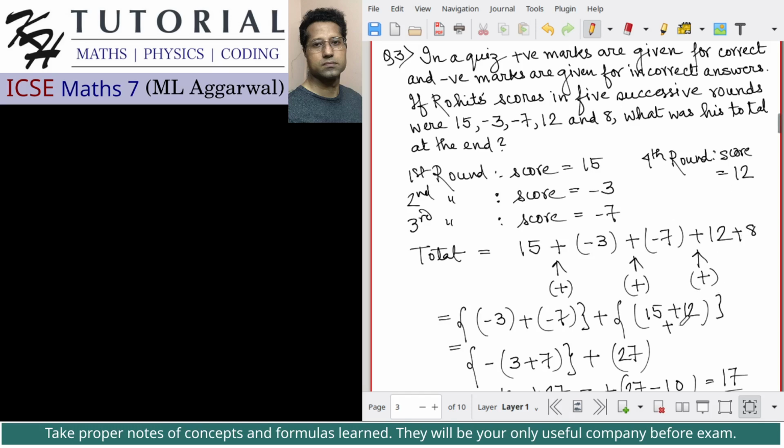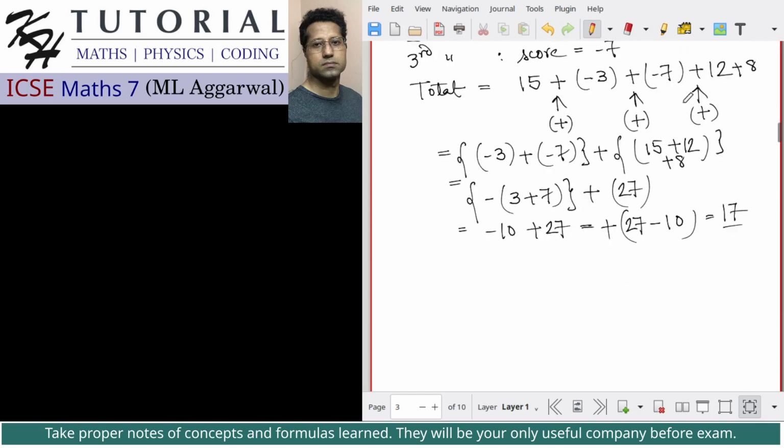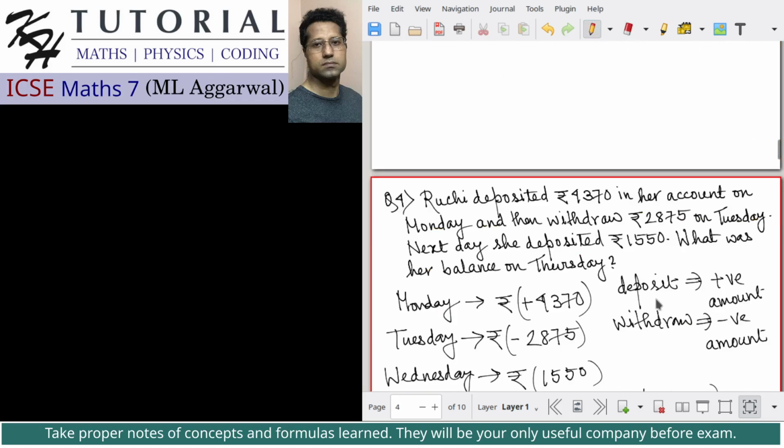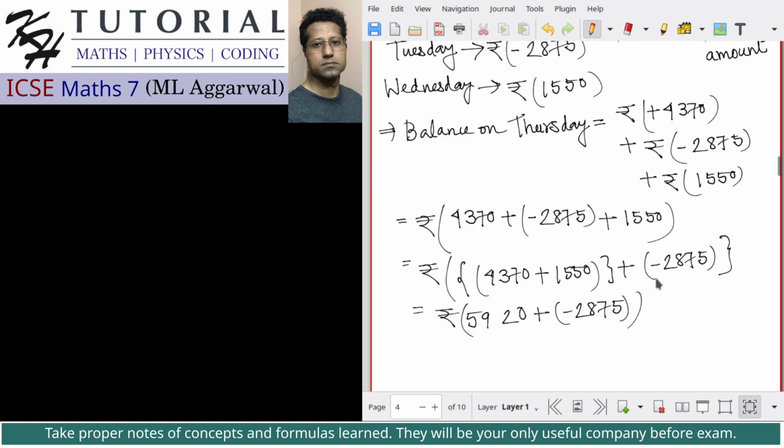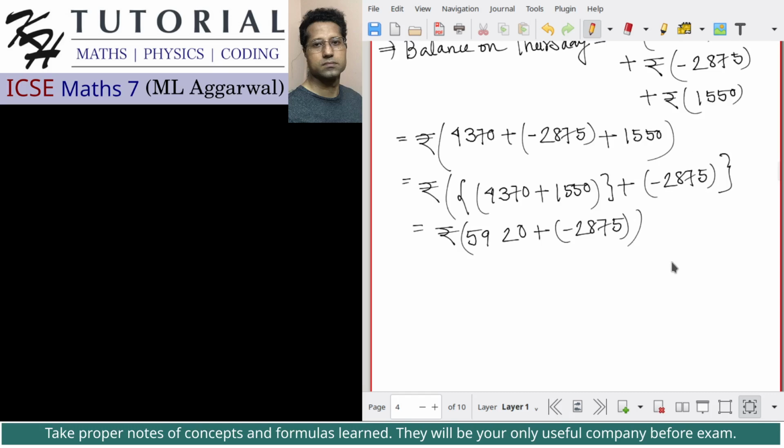So I will have here plus 8, and so 27 plus 8 is 35, and 35 minus 10 is 25. Okay, so 25 is the answer. Now question number 4. Okay, so we have to simplify. We have to find the value of 5920 plus negative of 2875.